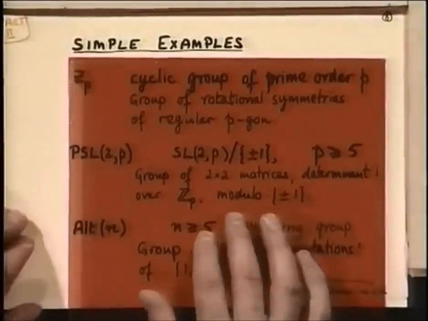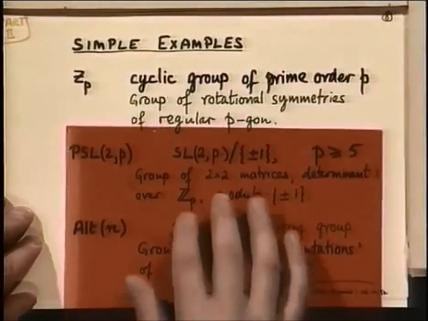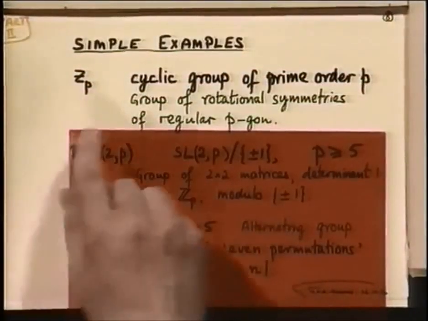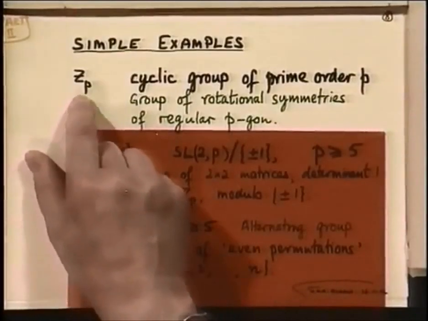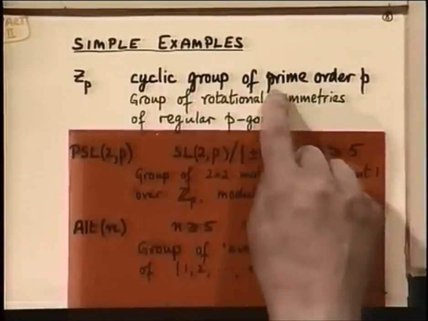In this second part, what I want to tell you about is the great breakthrough, which was the classification of the finite simple groups. Let me start with some simple examples. Z sub p, the cyclic group of prime order p.